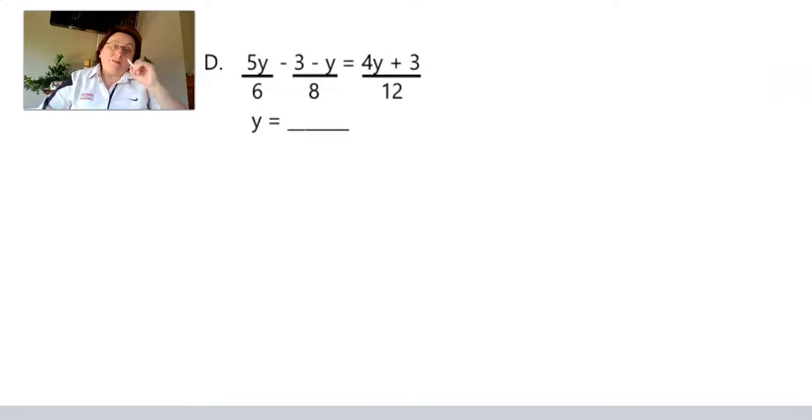Okay, y'all, on letter D right here, we are going to have to find a common denominator again, because if you guys look, we have three fractions that all have a y variable in it. That means that we need to find a common denominator between 6, 8, and 12. So what do you guys think? What would be the least common denominator that I should use in order to solve this problem?